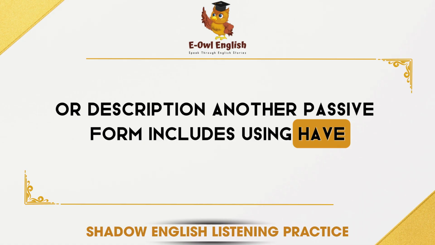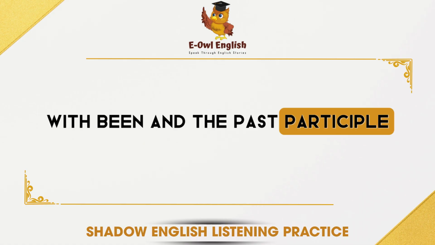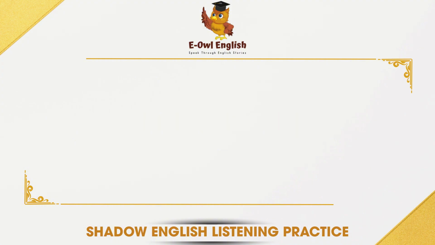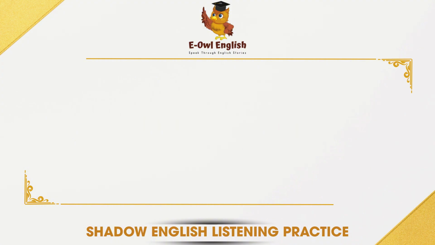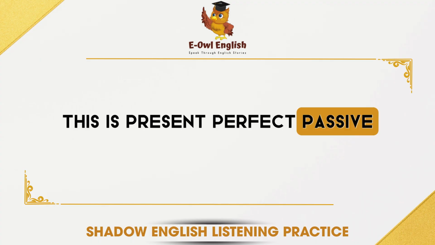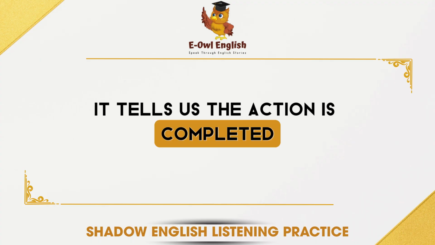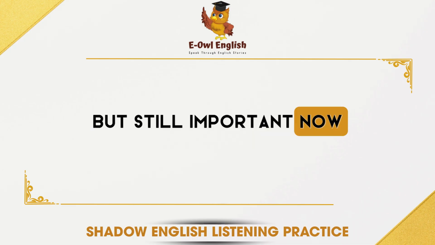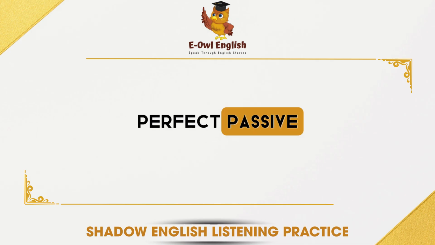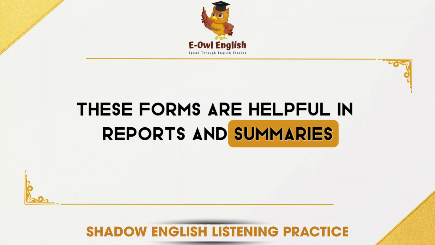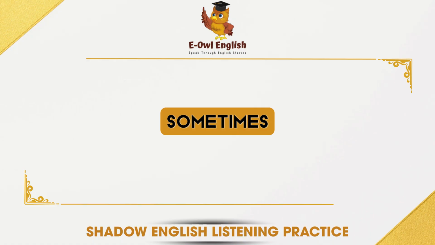Another passive form includes using have with been and the past participle. For example, the house has been sold. This is present perfect passive. It tells us the action is completed but still important now. Similarly, the work had been finished before the deadline is past perfect passive. These forms are helpful in reports and summaries.